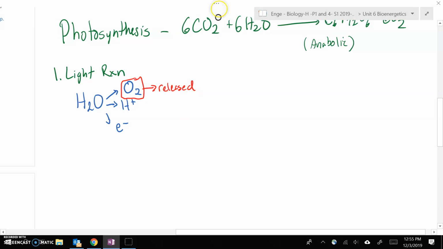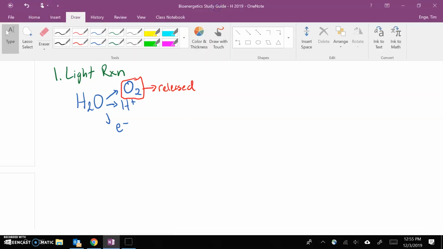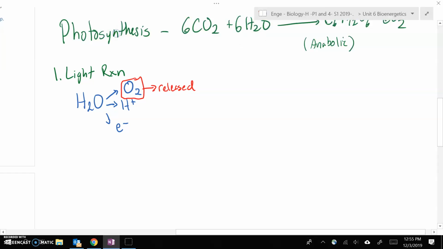Oxygen's a byproduct. What happens to the hydrogens? What's the point of them? What's that? To make a gradient. Good. So the hydrogens make a gradient. Photons, electron transport chain, and that pumps hydrogen into what? Where does the hydrogen go in photosynthesis? Pumps it into the thylakoid. All right.